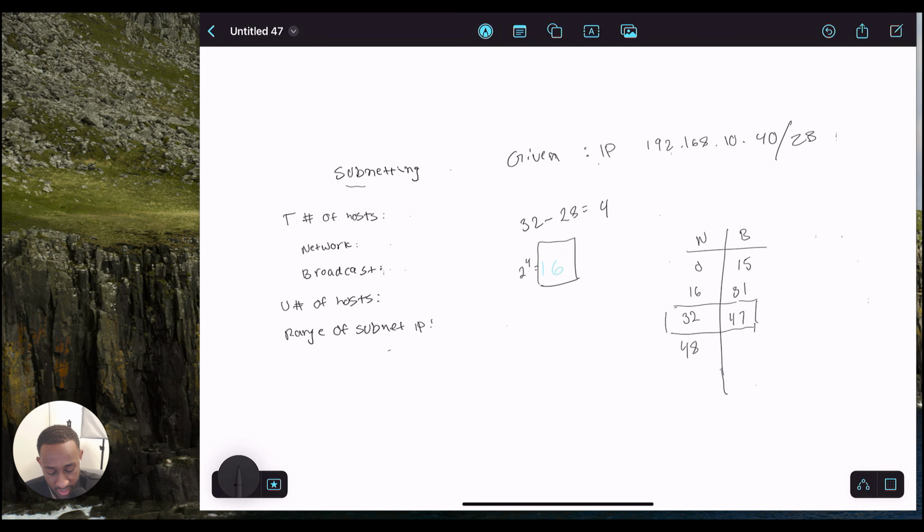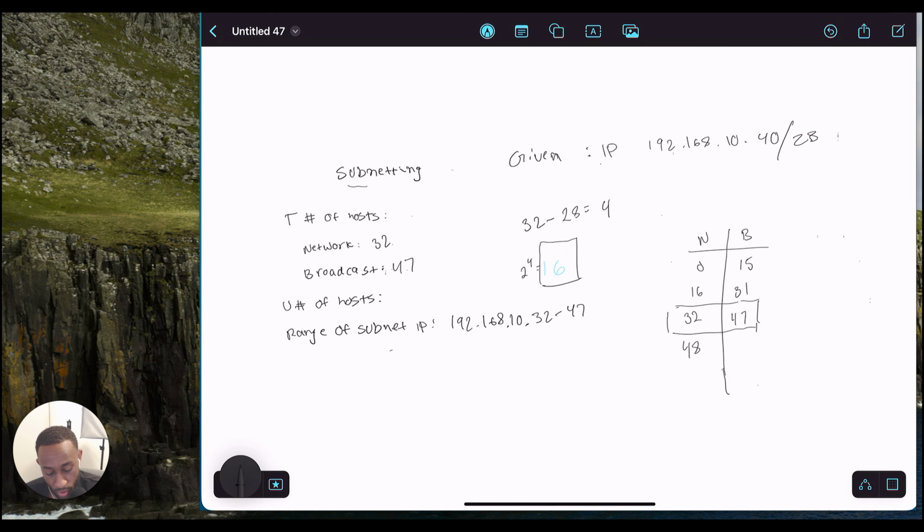So all this means is the range here is going to be from 192.168.10, and this last octet here, which is 40, we'll just do 32, right, to 47. So that is the range of the subnet. That's very simple. Now the network address is going to be 32, so we can put right here 32. The broadcast address is going to be 47.